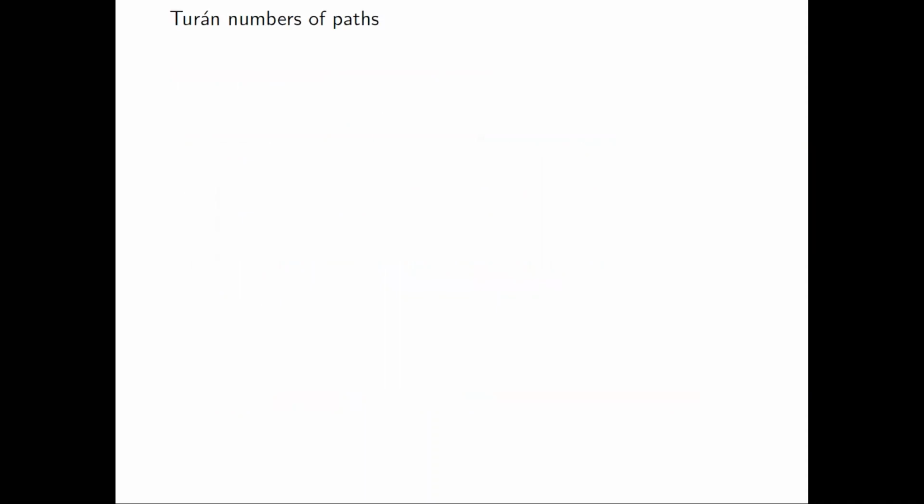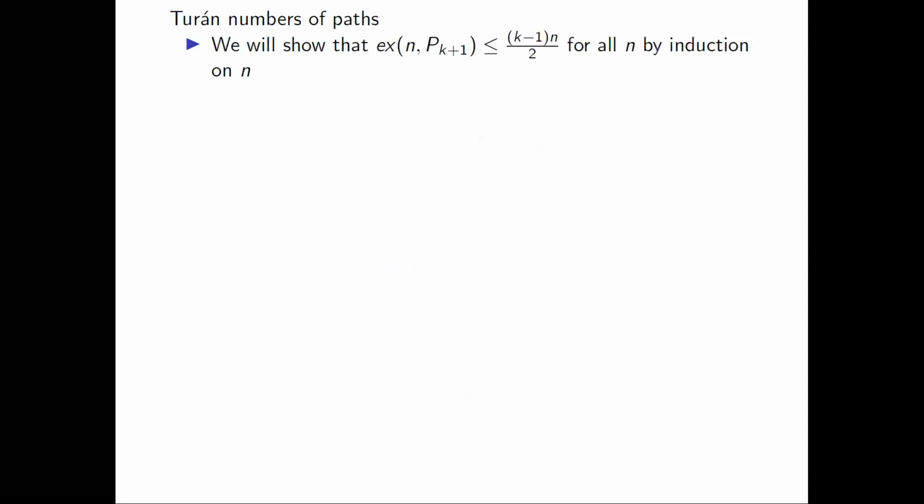So now we're going to prove that the Turan extremal function of the path of order k plus 1 is at most k minus 1 times n over 2. And we're going to prove this by induction on n. So our base case, we can just take our base case to be n less than or equal to k. And we can see that it's clearly true for these values of n.